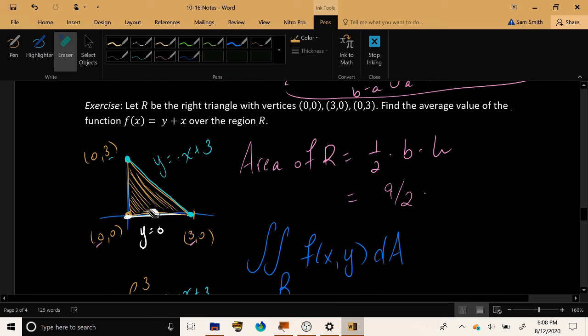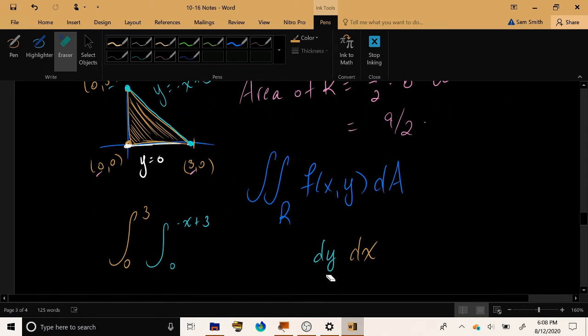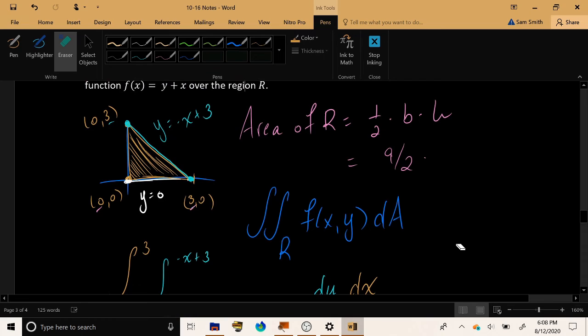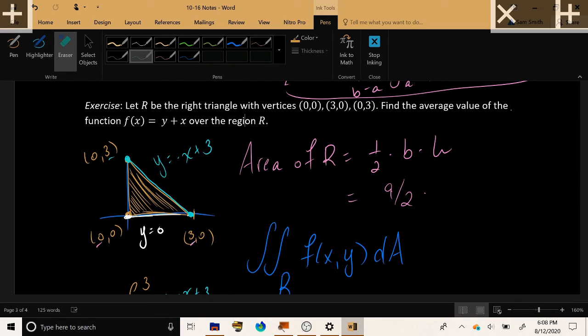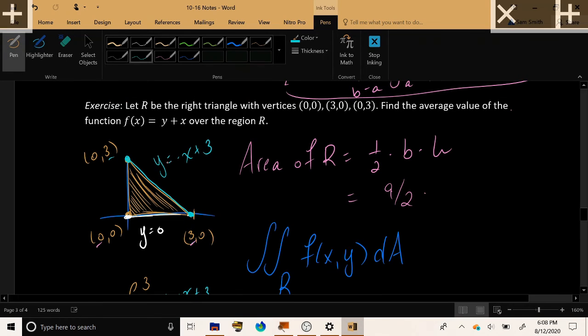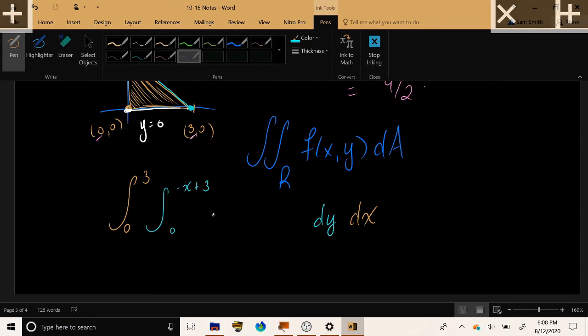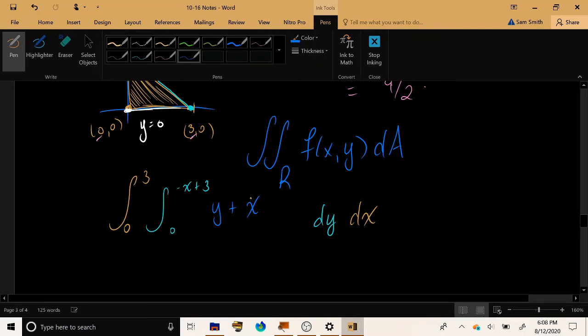And I have personally chosen to use the limits in the order dy dx, but there's absolutely nothing stopping you from using the limits in the order dx dy. It just seemed to me like it might save me the step of having to solve this equation in particular for x if I leave it in this format. So let's calculate the integral of our function y plus x over the region where y goes from 0 to negative x plus 3 and x goes from 0 to 3.